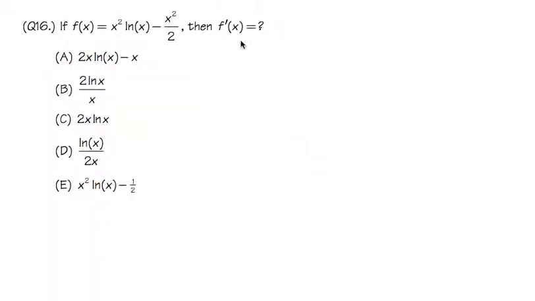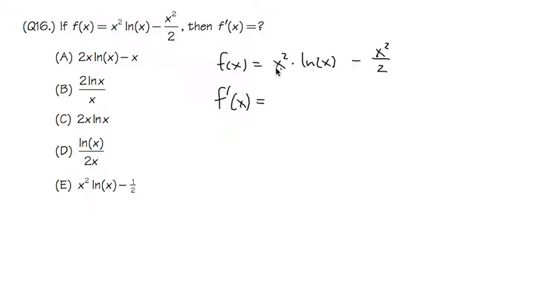Okay, for number 16, our function is f of x equals x squared times ln x, minus x squared over 2. And we're trying to find f prime, which is just take the derivative of the function. So f prime of x, notice that here we have x squared times ln x. We will have to use the product rule because it's a product of two functions.